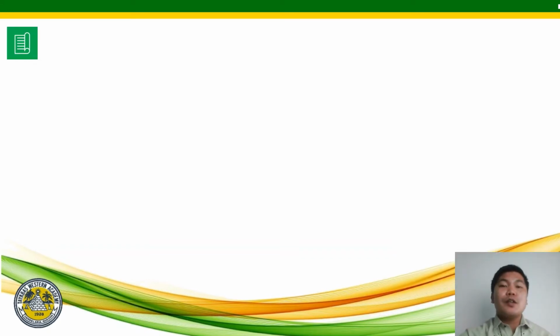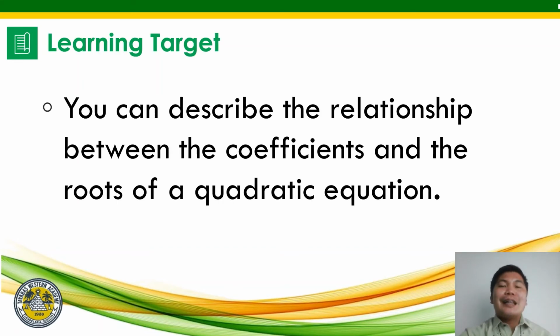But before we proceed to our discussion, let's have your learning target. At the end of this video, you can describe the relationship between the coefficients and the roots of a quadratic equation.